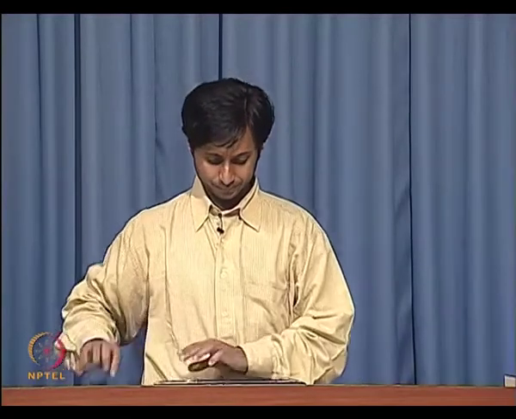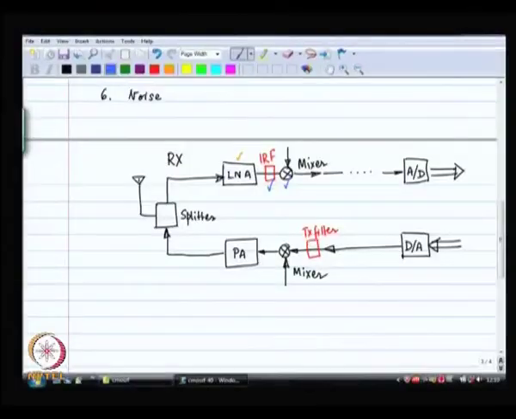right. So, the thought is instead of generating f naught, why do we not generate twice f naught using our oscillator or frequency synthesizer. Then we got into this whole business of frequency synthesis, and to study frequency synthesis we first talked about PLLs, phase locked loops, in quite a bit of detail.